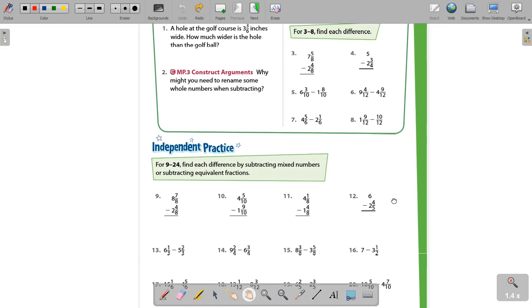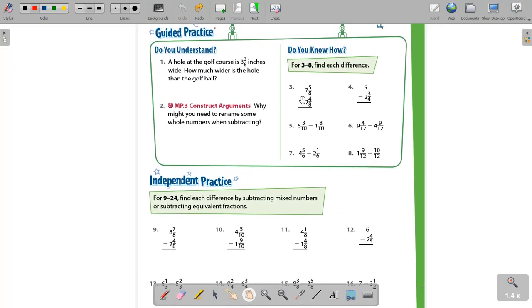Okay, so for some of these, like this one up here, that's going to be a little bit easier because you can see that your first numerator, this 5 right here, is bigger than your second one, which makes subtraction a lot easier, right? Because if we start with our whole numbers and do 7 minus 2, you've got 5, and then 5 minus 4, you've got 1. So then you know that for this one, your answer is going to be 5 and 1/8. Okay, so that's relatively easy.